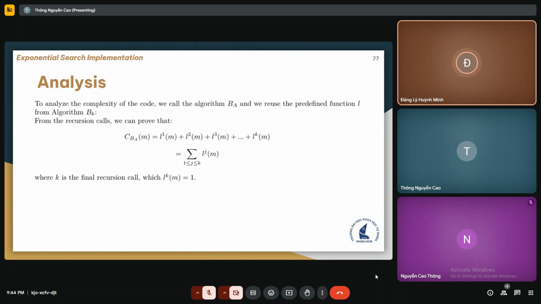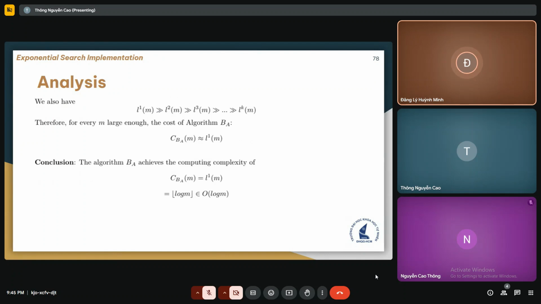To analyze the complexity of the code, we call the algorithm BA, and we reuse the predefined function L from algorithm BK. From the recursion calls, we can prove that the cost is a sum of Lj of m, where j is from 1 to k, where k is the final recursion call, in which Lk of m is equal to 1. And we also have L1 of m is far greater than L2 of m, and so on. Therefore, for every m large enough, the cost of algorithm BA is approximately L1 of m, which is log m.